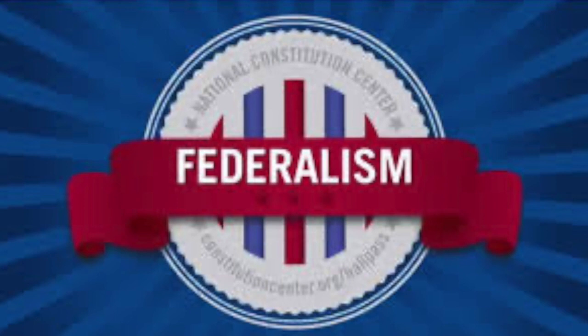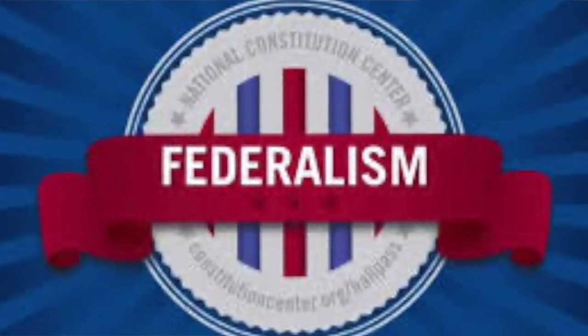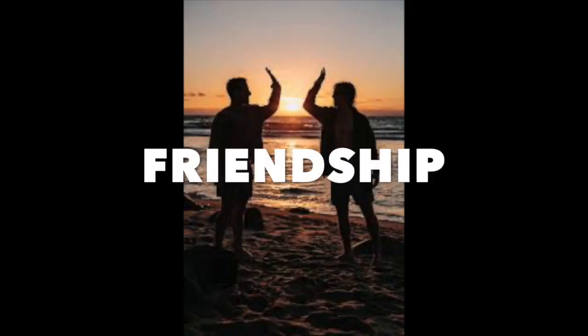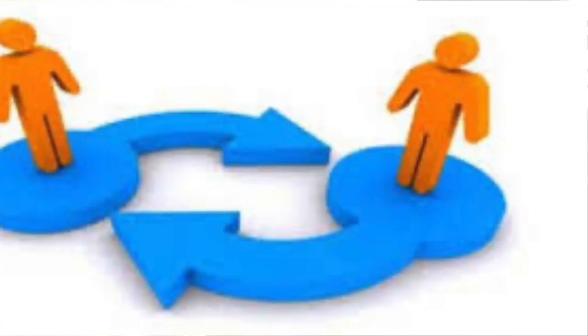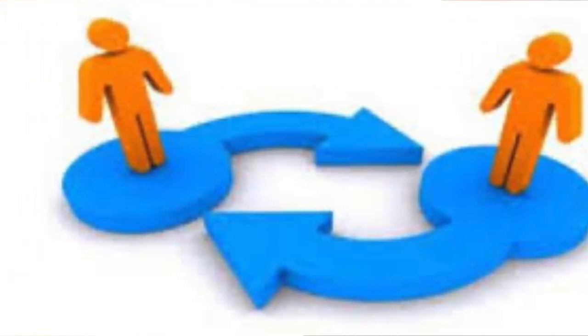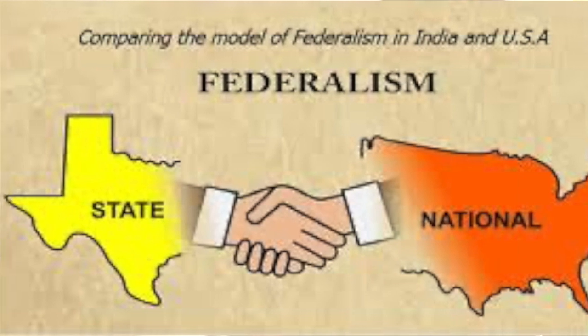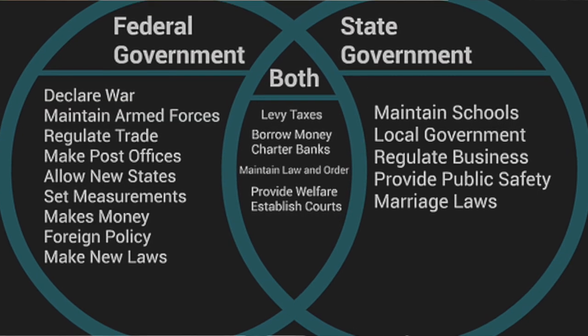The last one is going to be federalism. How are you going to remember federalism? The F in federalism stands for friendship. And what do good friends do? They share. And so therefore, federalism is the sharing of powers between the national government and the state government.